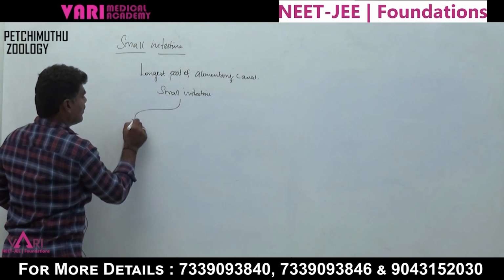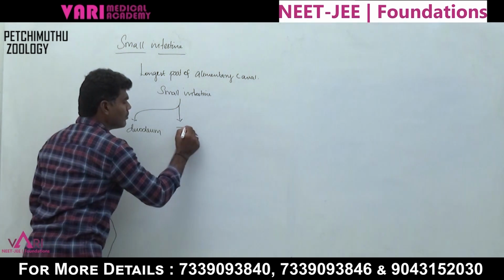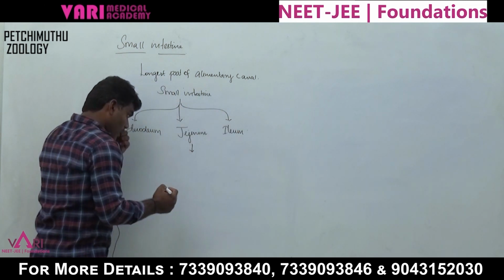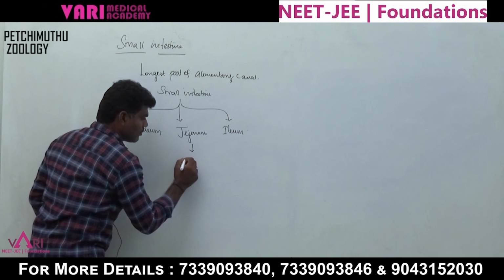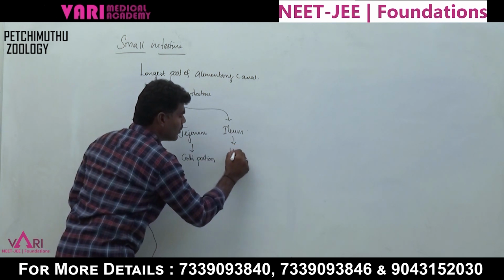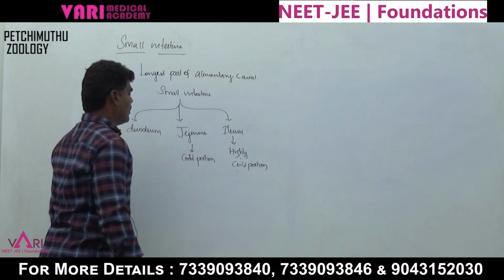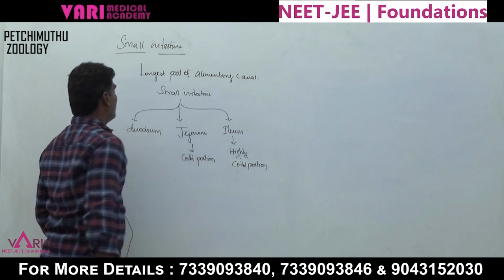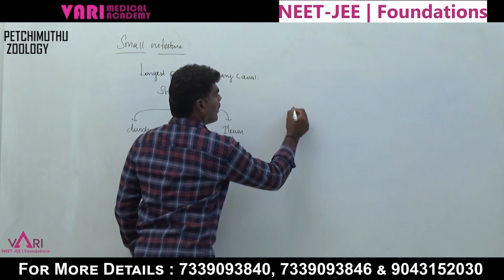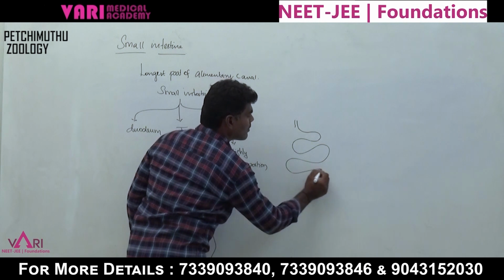Its first part is the duodenum, the second is called the jejunum, and the third one is the ileum. It is a long, highly coiled portion. So this is the small intestine part.